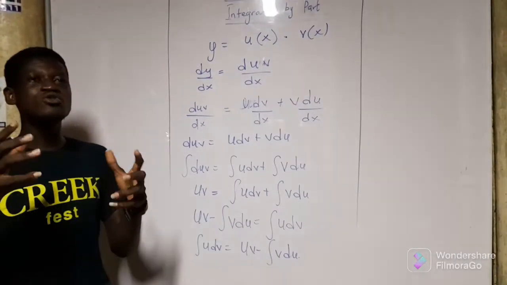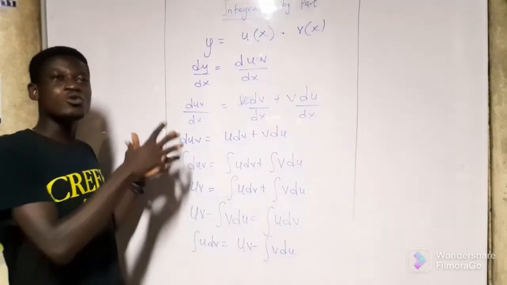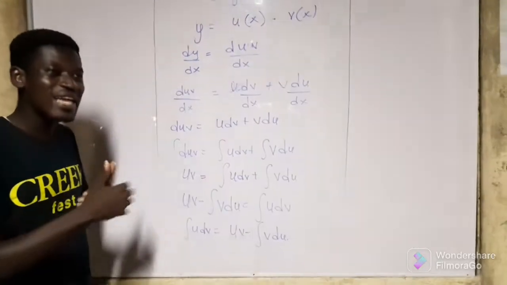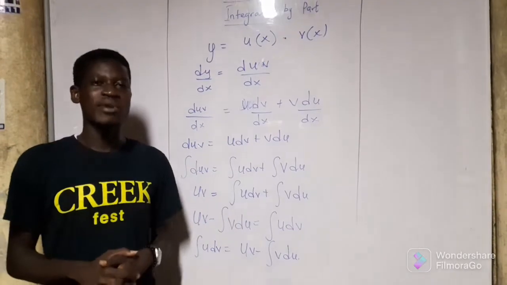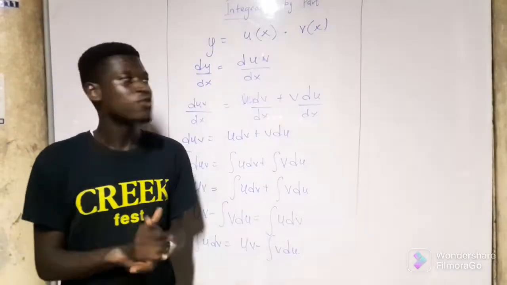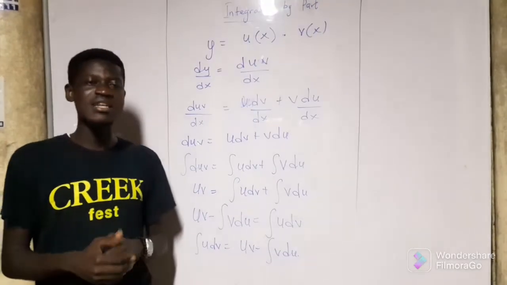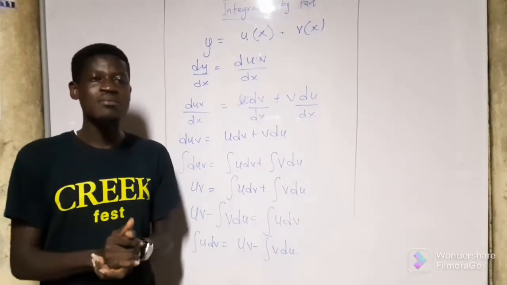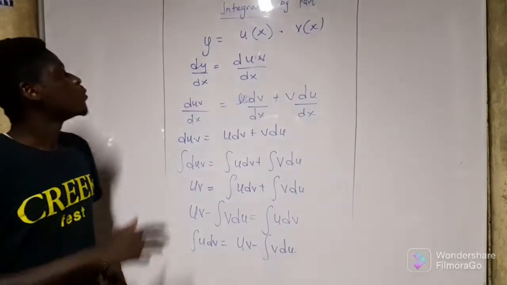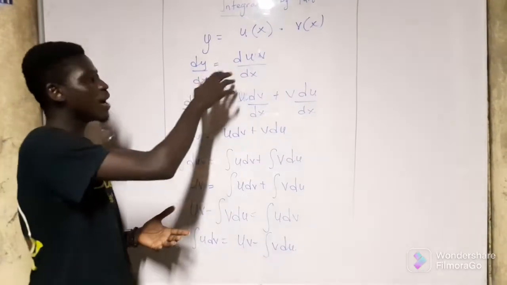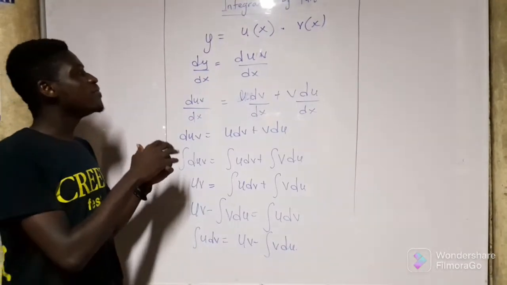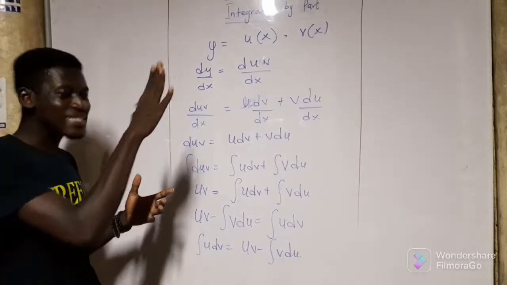So I'm going to take you through the steps that you go through to come out with an equation that will help you to integrate complex functions by parts. So now the emphasis is on integration, but it is on integration by parts. Now we are saying y is a function of u and v, and then u and v are in terms of x.